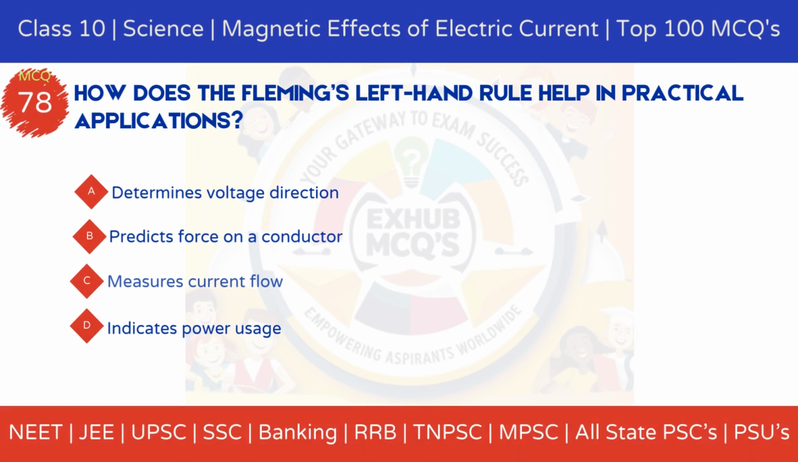78. How does Fleming's left-hand rule help in practical applications? Option A, determines voltage direction. Option B, predicts force on a conductor. Option C, measures current flow. Option D, indicates power usage.